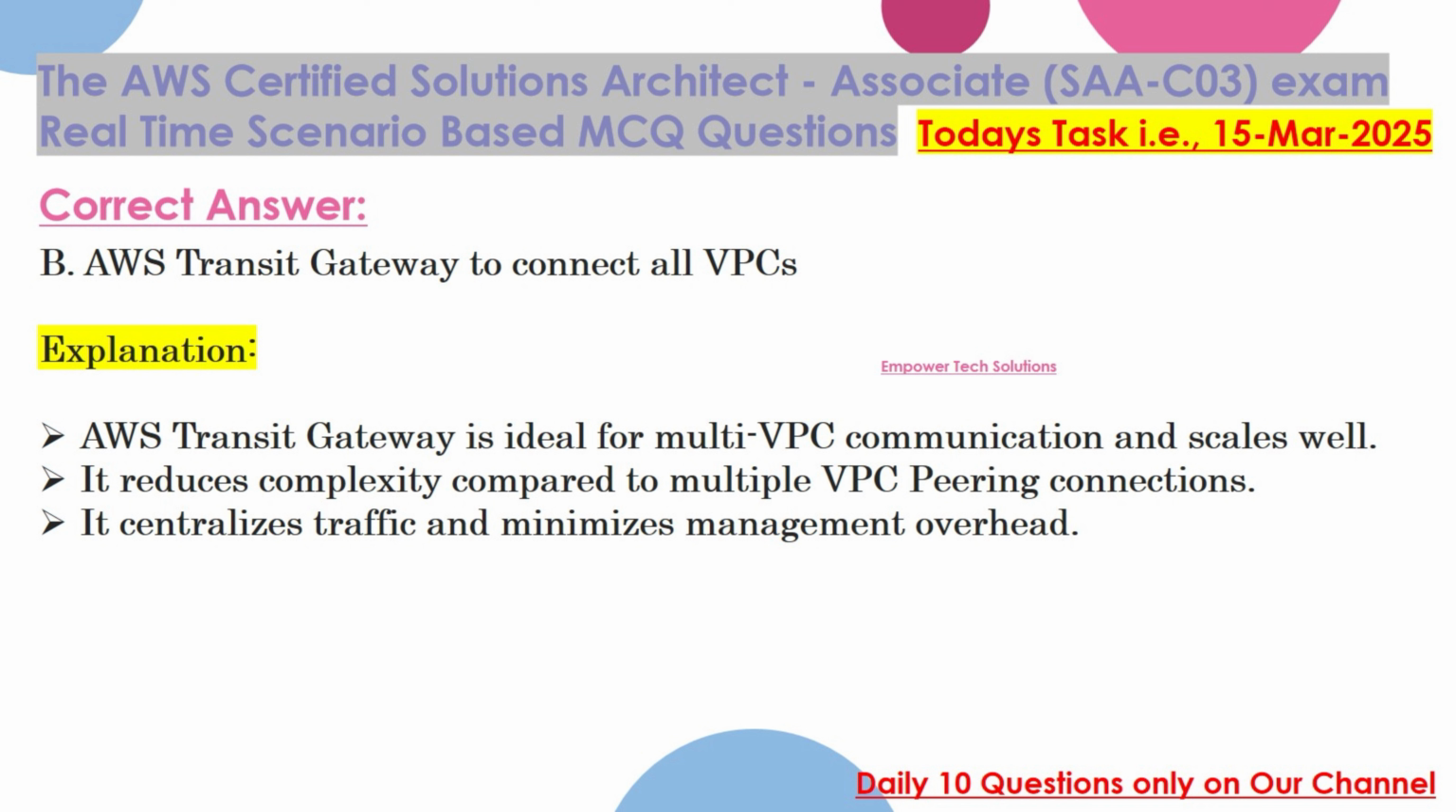Explanation: AWS Transit Gateway is ideal for multi-VPC communication and scales well. It reduces complexity compared to multiple VPC peering connections. It centralizes traffic and minimizes management overhead.